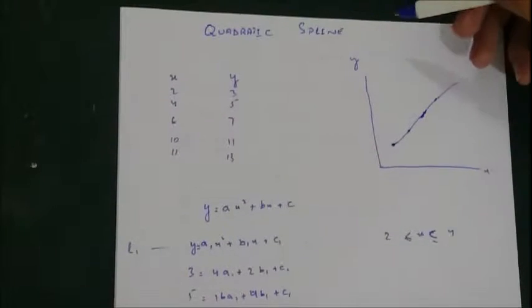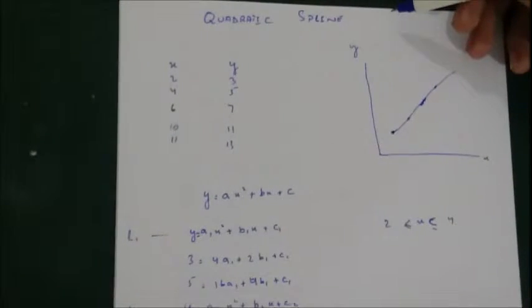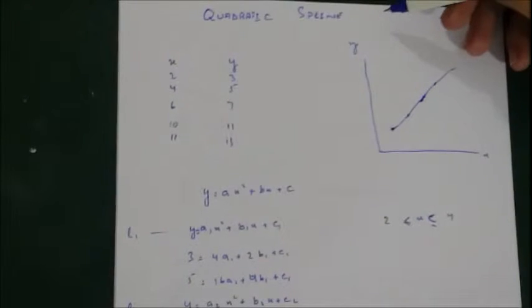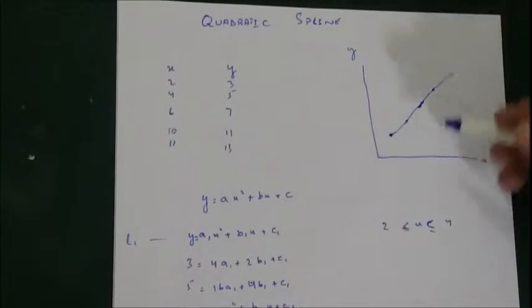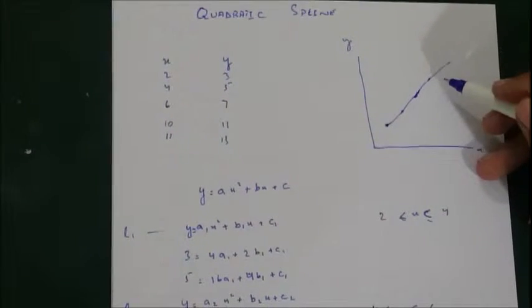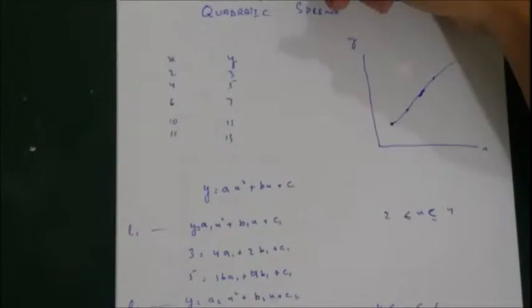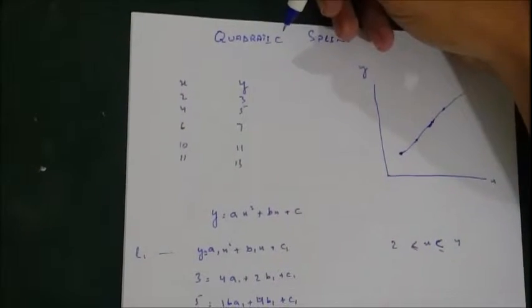The quadratic spline interpolation method. Quadratic spline interpolation applies to functions which are more quadratic and which have a quadratic slope, normally those which are to the power x squared.